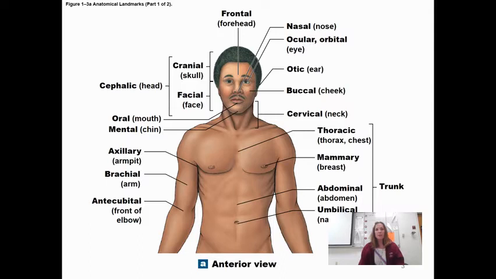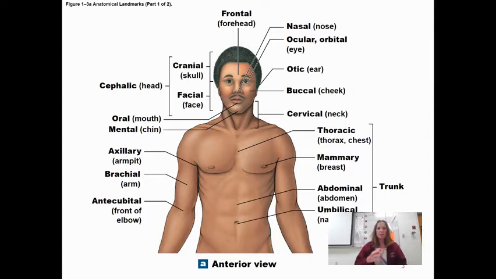And there are some that you'll totally know, like you'll probably know oral is the mouth. And you probably will know abdominal is the abdominal region. Umbilical is like the belly button, the navel, you'll probably know those. But other things like buccal for cheek and mental for chin, those are going to be new. So this is your anterior portion, and this is the upper body, the anterior view. So work on them in these sections.